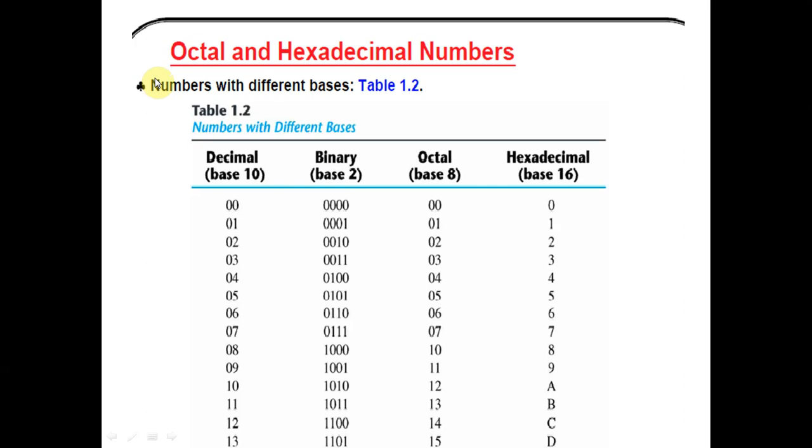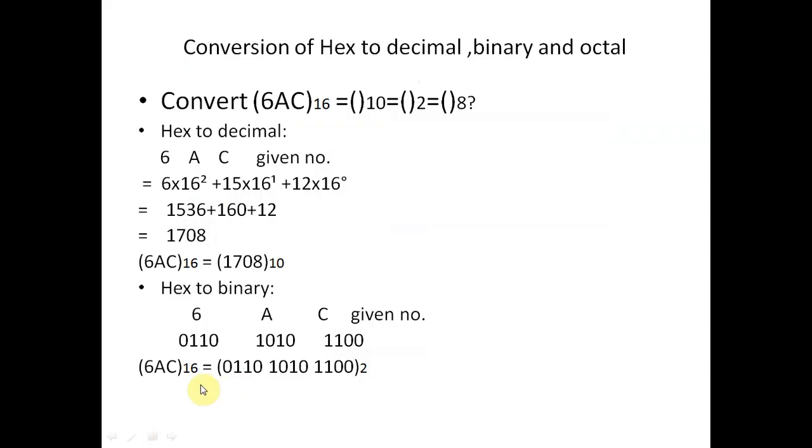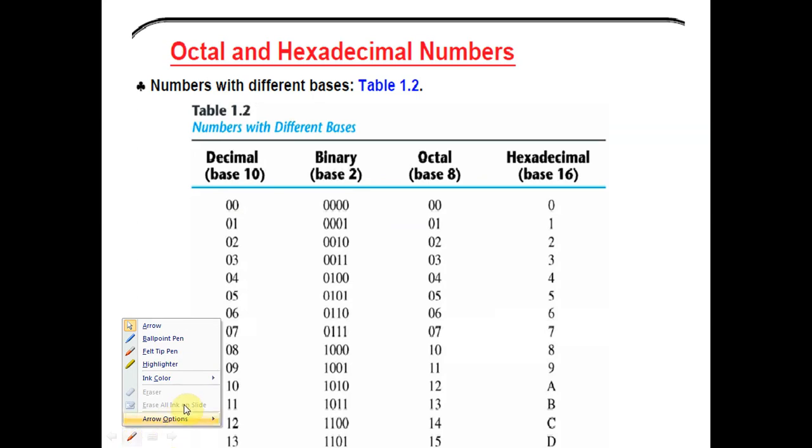This table is for your understanding. This is the important table. It is used for different types of conversion to find your answers. These are the decimal numbers. How many decimal digits are used? 0 to 9 are used, which is nothing but a total of 10.